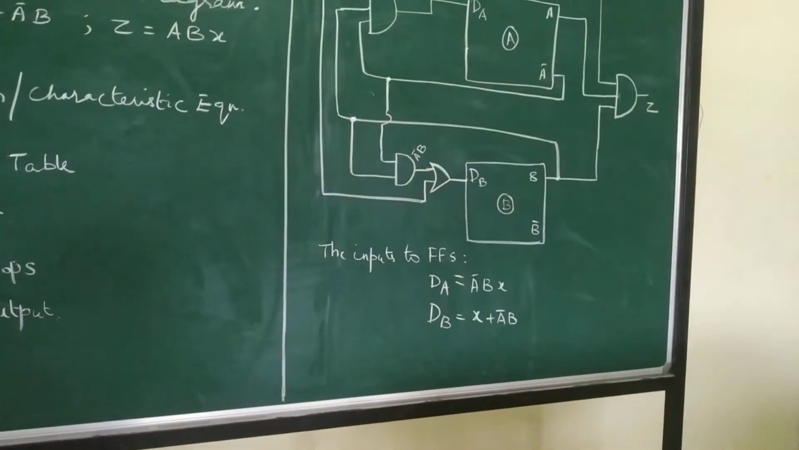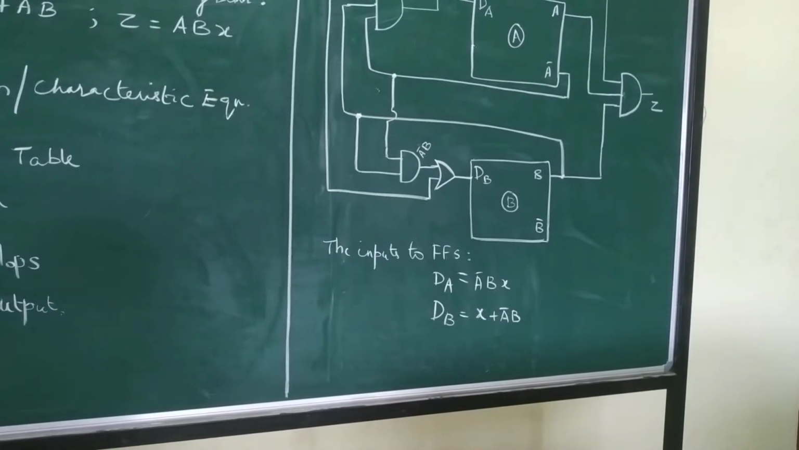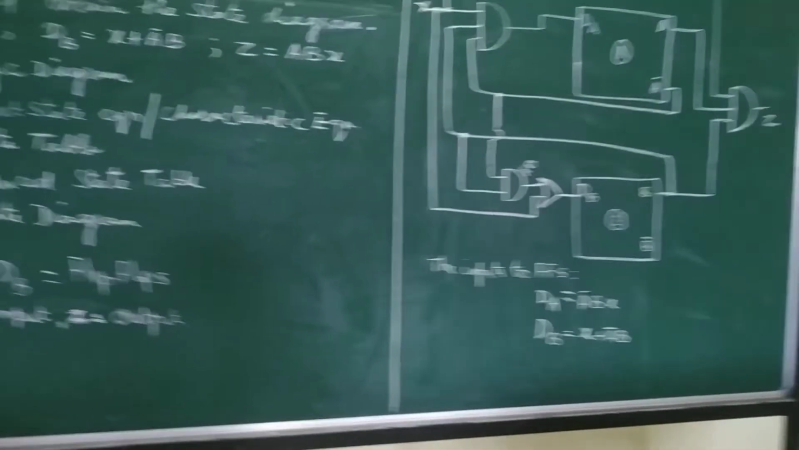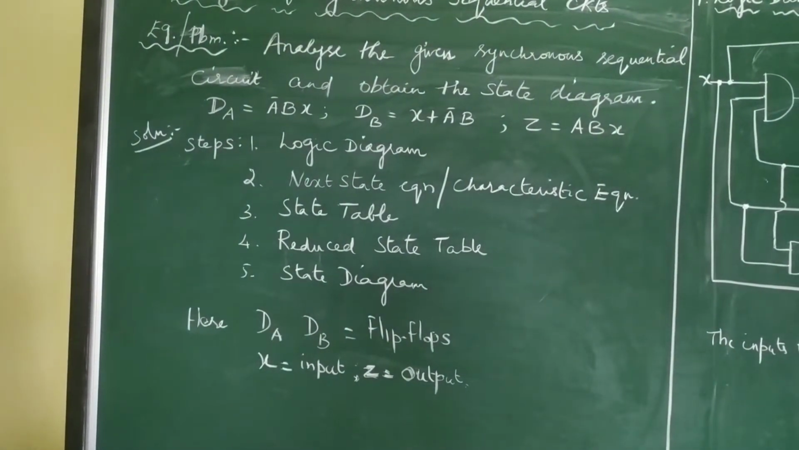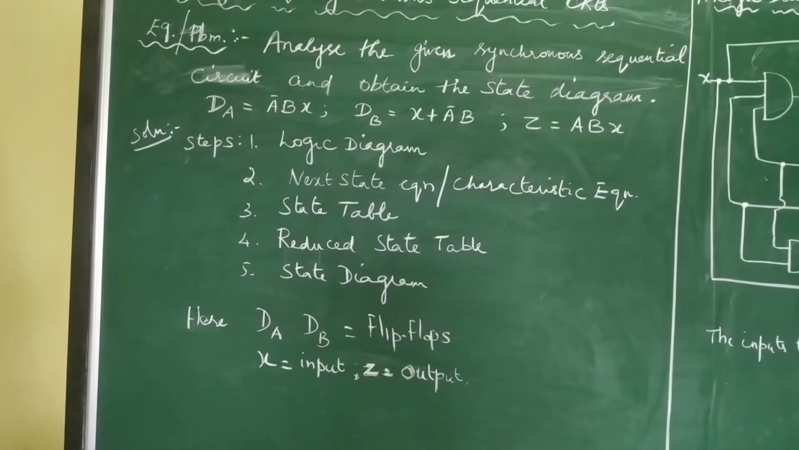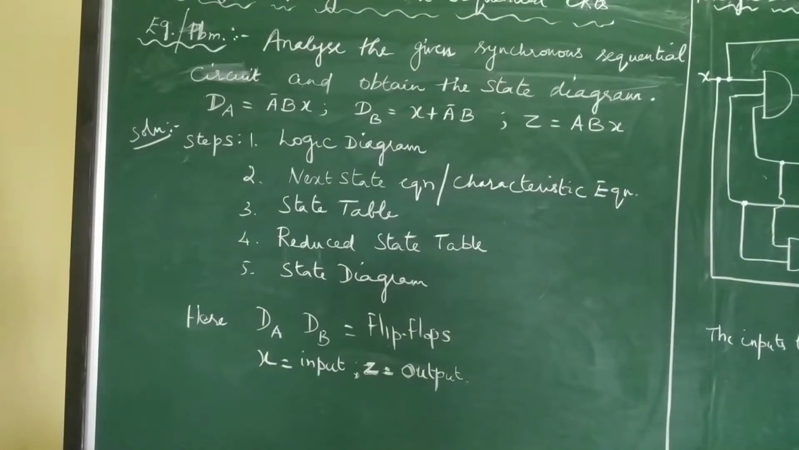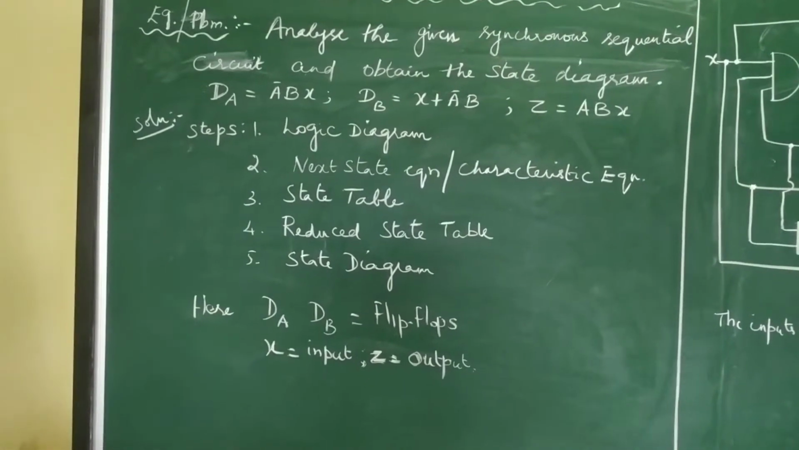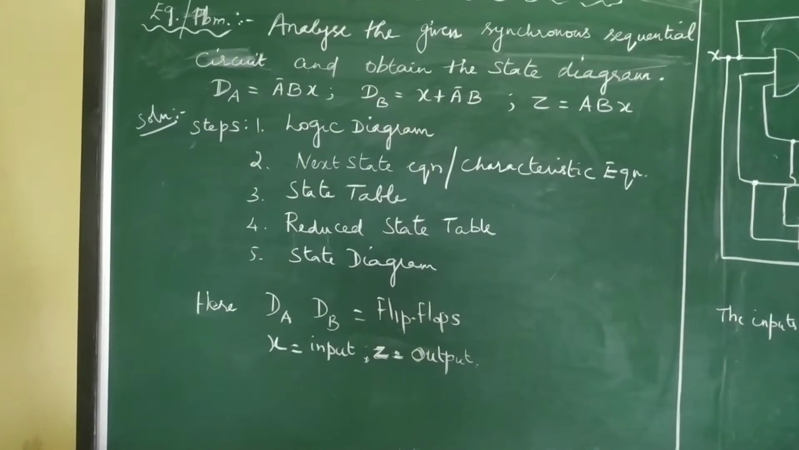So I have again given here the inputs to flip-flops are dA is equal to A bar Bx, dB is equal to x plus A bar B. So how to solve it? The step number 1 is to do the logic diagram, then the next state equation or the characteristic equation. Here it is given dA dB, so we understand it is a D flip-flop that is used. And then the state table, reduced state table and the state diagram.